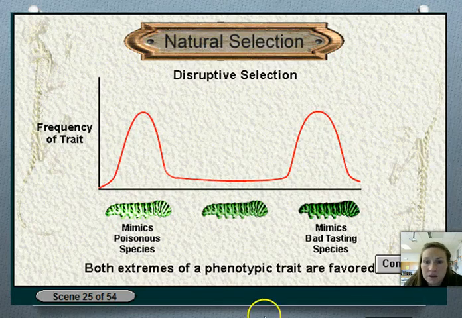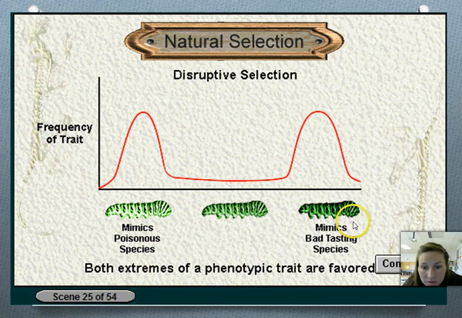And here is a case of that with a certain type of caterpillar. Okay, and this one mimics a poisonous species, and this one mimics a bad tasting species by the way that it looks. The middle one does not. So predators are probably going to avoid these two because, for one, they don't want to be poisoned. For two, they don't want a bad taste in their food, just like we don't want to eat food that tastes bad. So the middle one is being preyed on more. Therefore, it has a low level of fitness, and these two will keep on producing and having a high level of fitness.